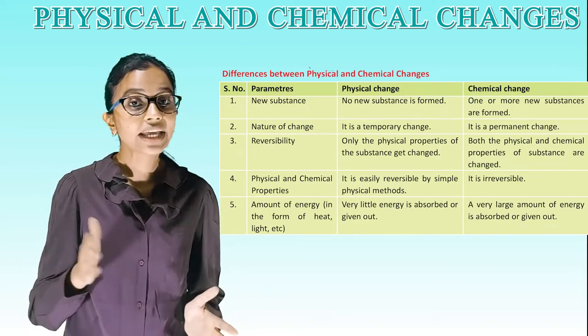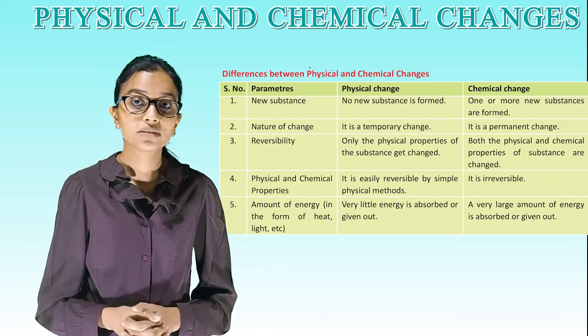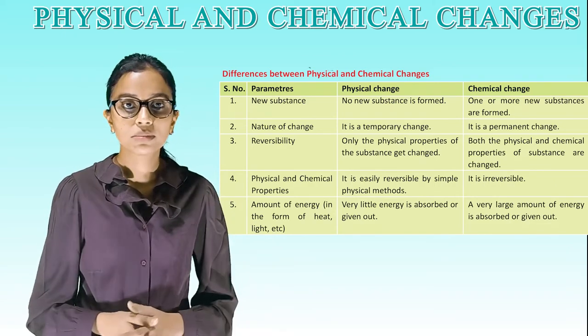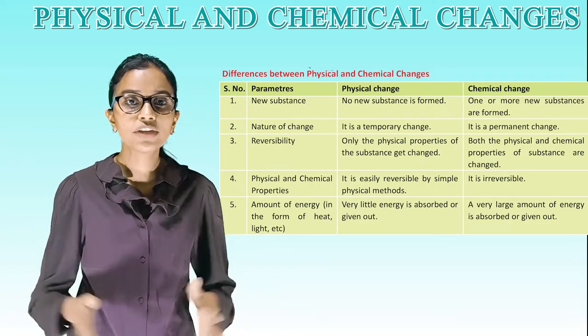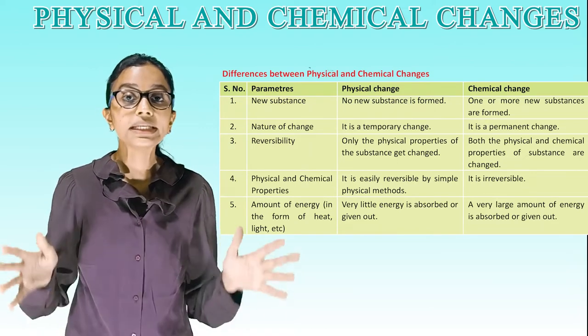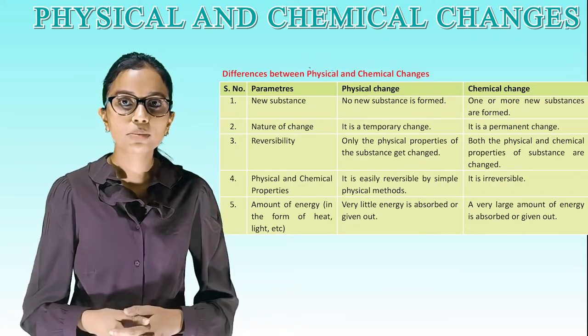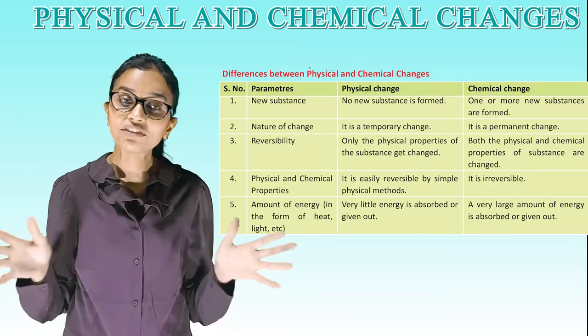4. Physical and chemical properties. It is easily reversible by simple physical methods. It is irreversible. 5. Amount of energy in the form of heat, light, etc. Very little energy is absorbed or given out. A very large amount of energy is absorbed or given out.